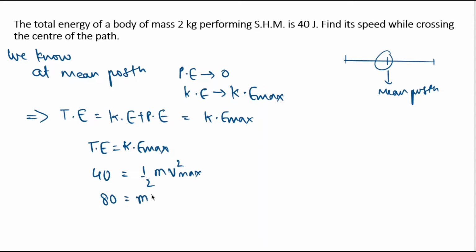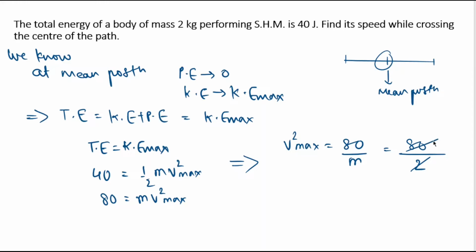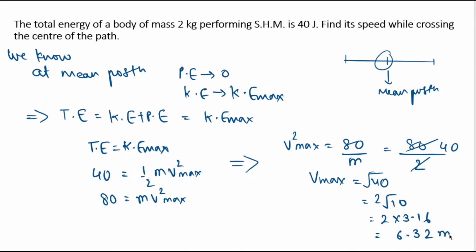AT is equal to m v square max, correct, which implies v square max is equal to AT upon m, which is equal to 80, and mass is given to us as 2 kg. So 80 upon 2 becomes 40. Taking square root on both sides, we can say that Vmax is equal to root 40, which is equal to 2 root 10, which can be written as 2 into 3.16, which is equal to 6.32 meter per second. So the maximum velocity here is 6.32 meter per second.